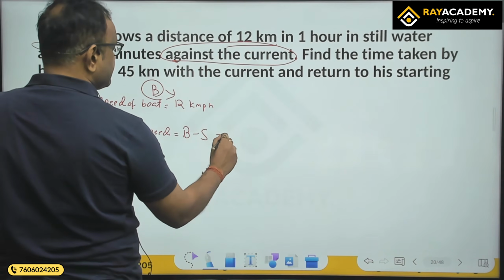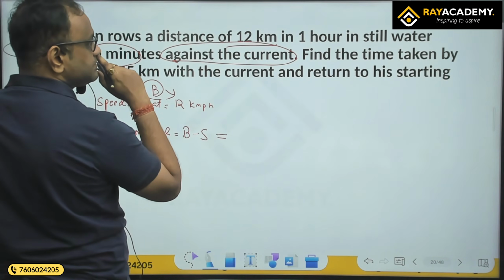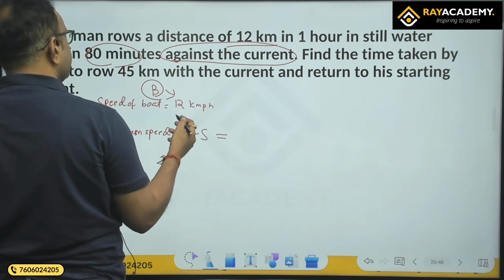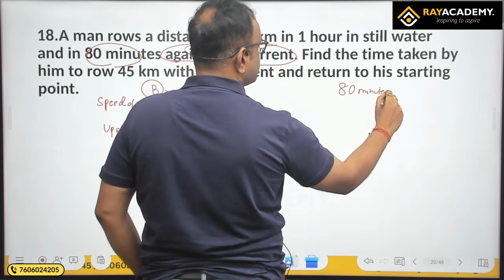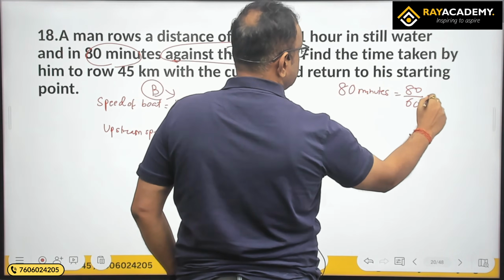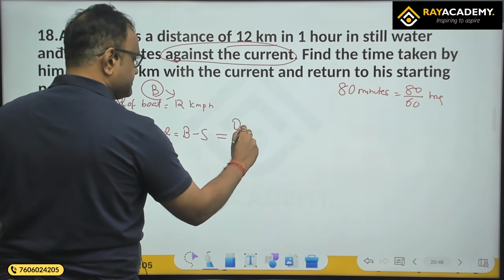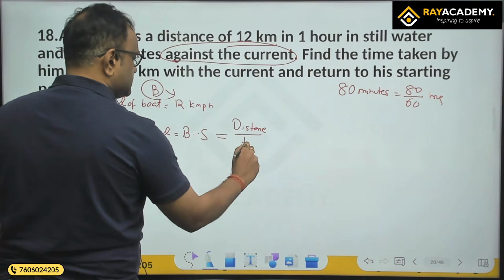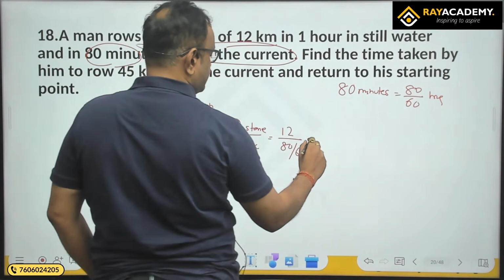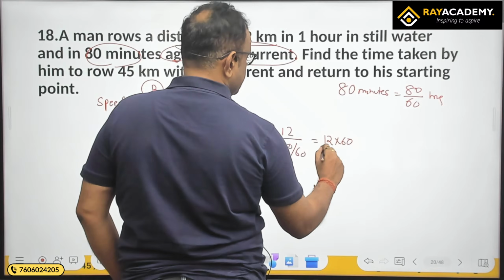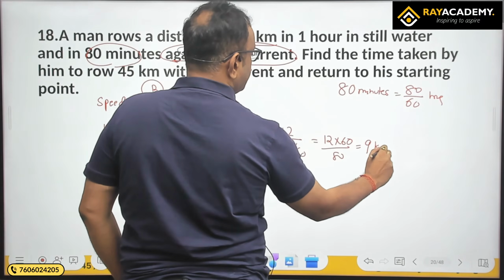As per the question, what are they saying? 12 kilometer it took 80 minutes. But since it is kilometer, you have to convert 80 minutes in hours, otherwise you will get wrong answer. 80 minutes is 80 by 60 hours. So what will be the upstream speed? Speed is distance by time. So that is 12 divided by 80 divided by 60. So you can say it is 12 into 60 by 80. Okay, that is 9 kilometer per hour.